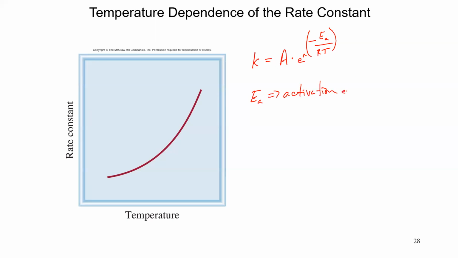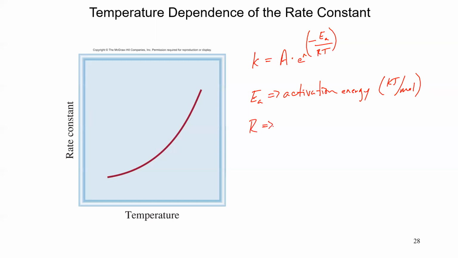What units do energies usually have? Kilojoules. Joules, yeah. So we're going to use kilojoules per mole for this one. We're not talking about just a single molecule usually. We're talking about a whole bunch of molecules, so it's easier for us to talk about moles than individual molecules. So kilojoules per mole for activation energy.